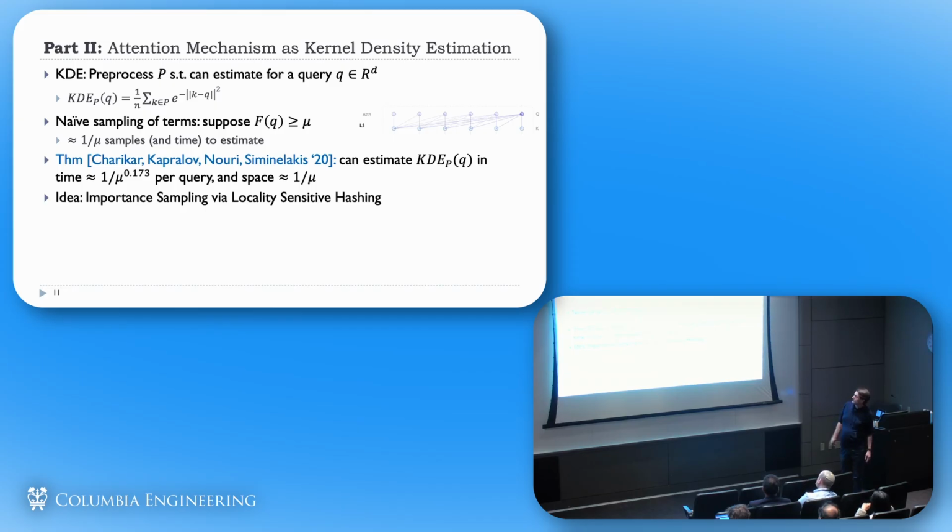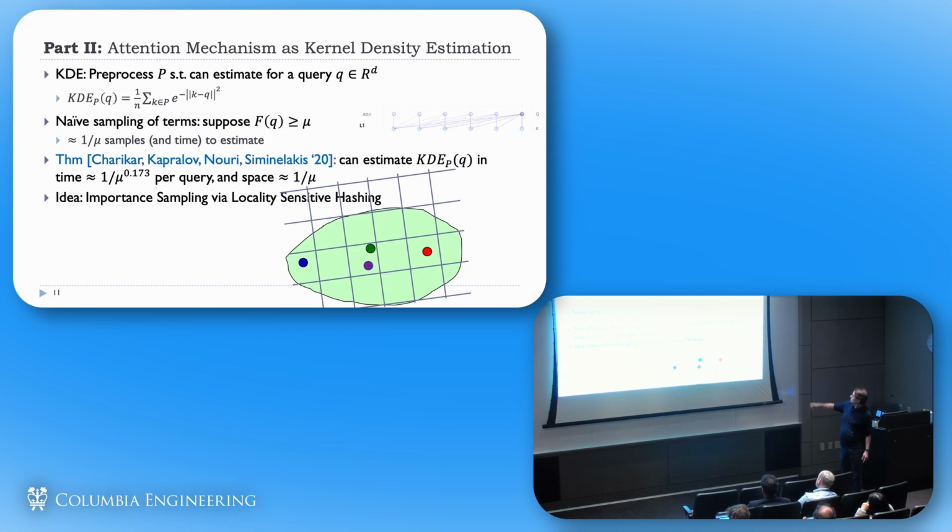So the idea is, you partition your space, your query comes, it goes into this part, and you're saying, well, rather than sampling from all the points, I'll just sample from the bucket where my query lands in. Those points are closer to my query, they should contribute more to the sum, so they should be more informative for estimating this KDE value.